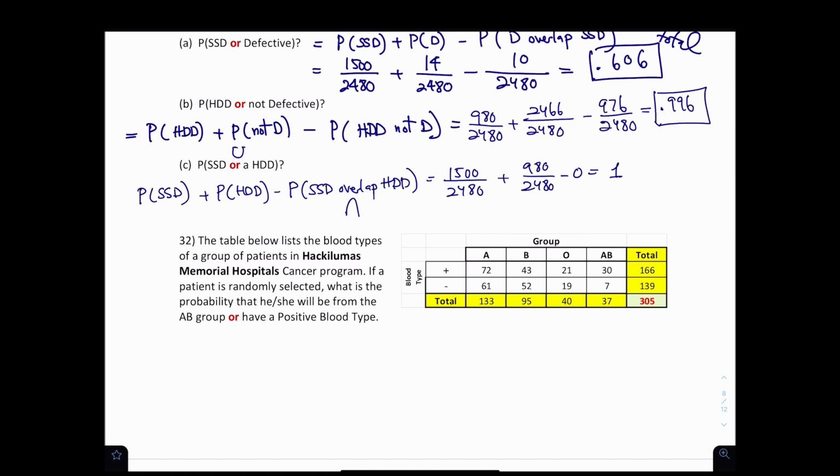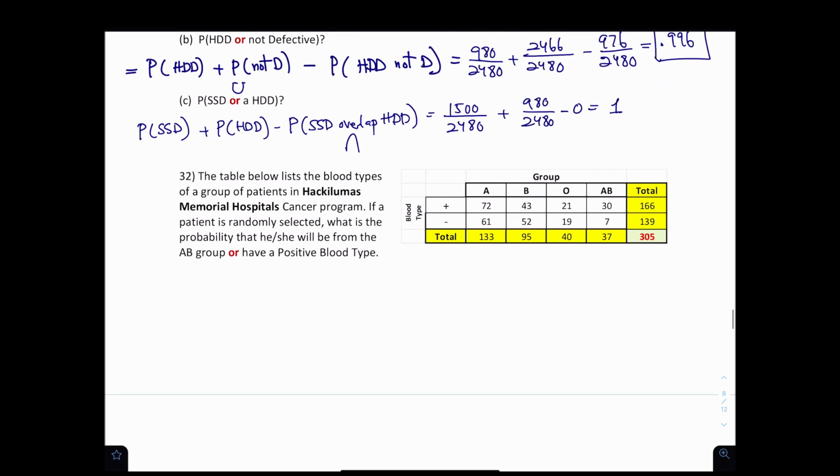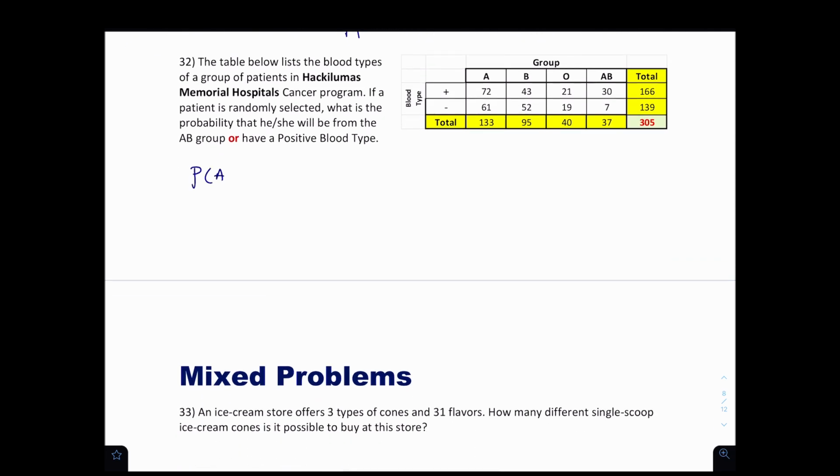So let's move on to the next addition problem. Here I have a blood type table for patients, and they're asking me to find the probability that if you randomly select someone, they will have an AB blood type or have a positive blood type. So we're trying to find the probability that somebody belongs to the AB group or has a positive blood type. Now again, if I expand the addition rule, it's the probability of getting an AB person plus the probability of having a positive blood type minus the probability of AB intersection positive, which is the overlap.